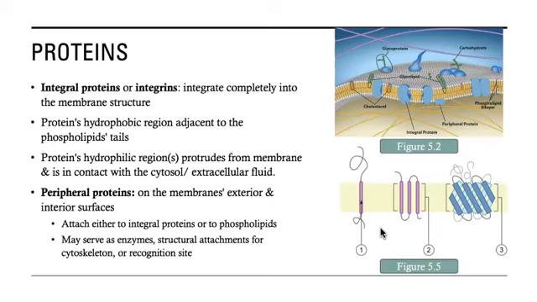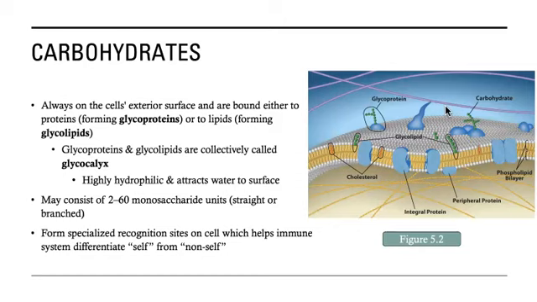We also have some peripheral proteins. You can see one over here where we find it either on the external surface or the internal surface of the membrane. And many of these are going to serve as enzymes, structural attachments for the cytoskeleton, or recognition sites. For our carbohydrates, we said we could find these on the exterior surface of our cell membrane.